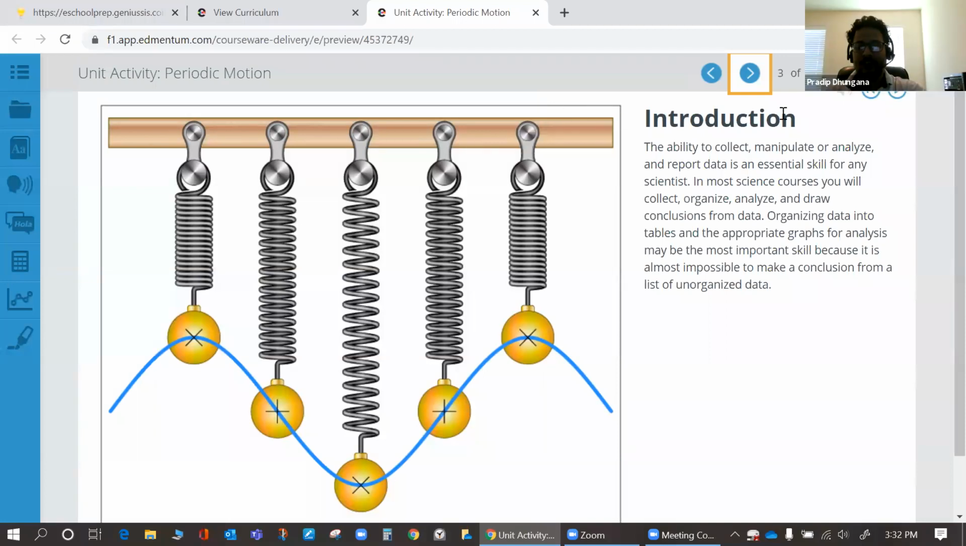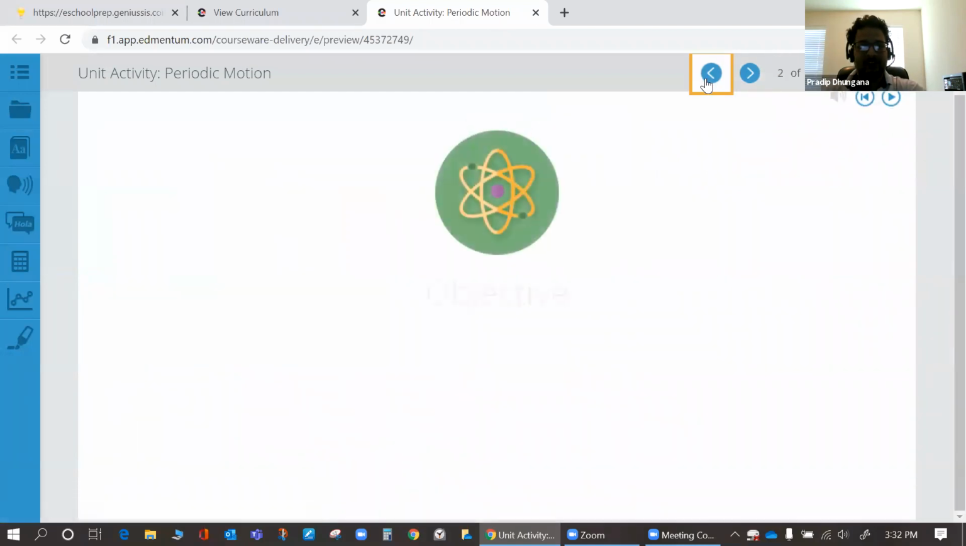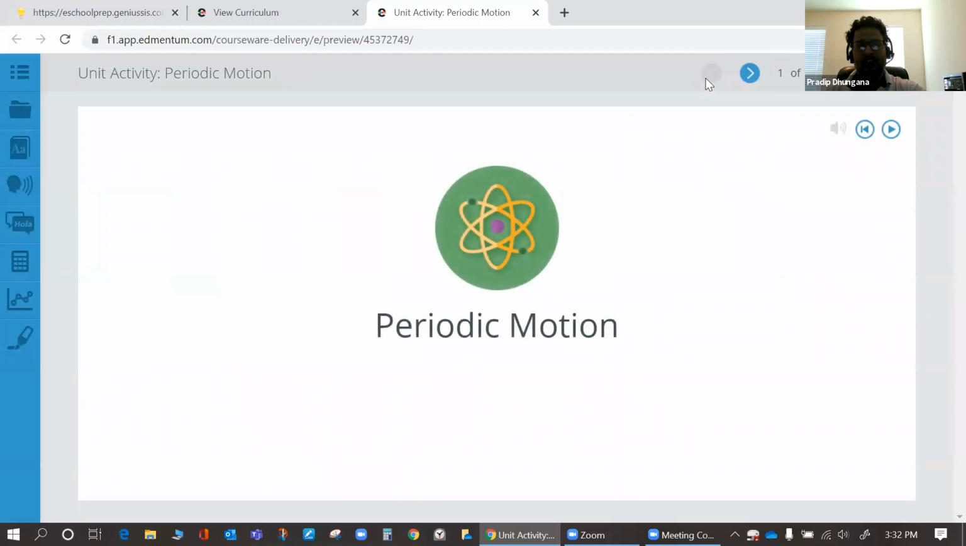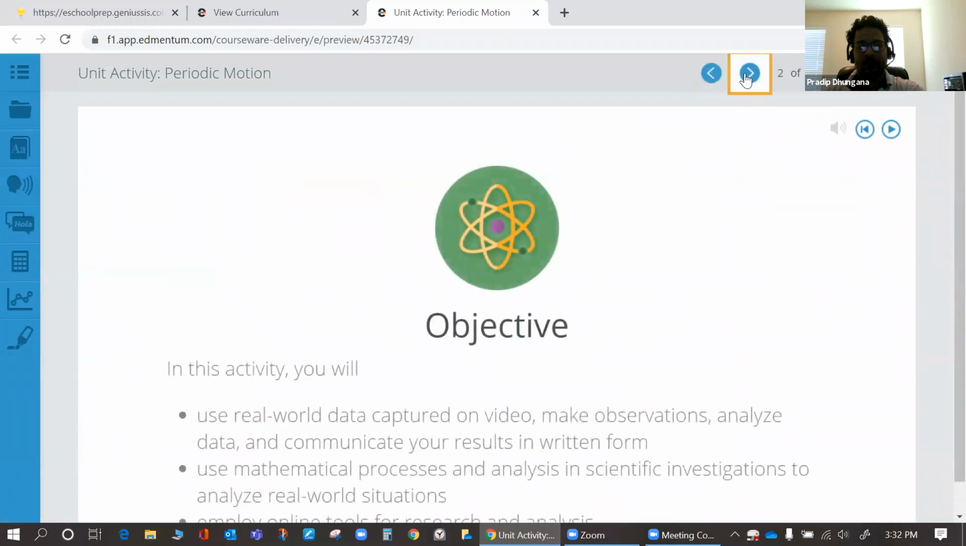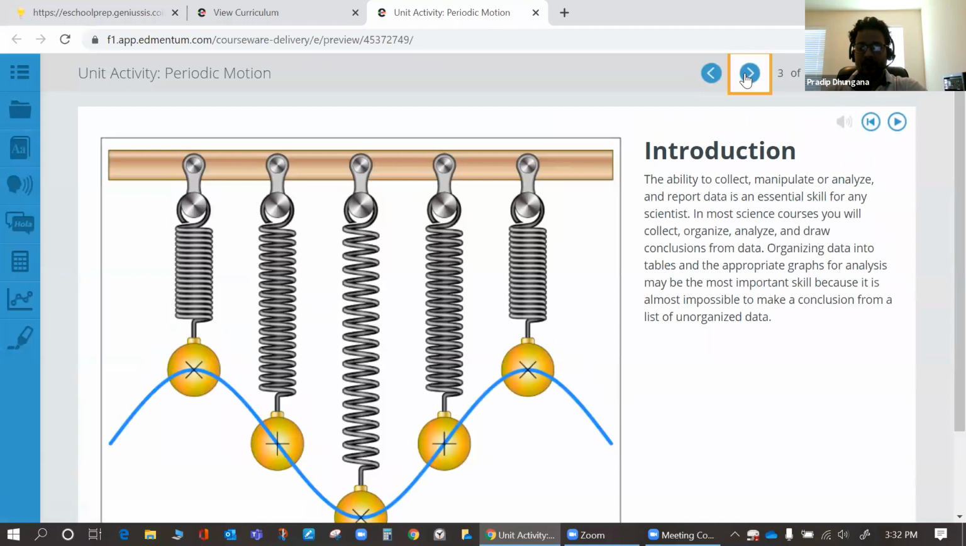In this unit activity, we have just started, let me go back, Unit 5 unit activity, that is periodic motion. We have already gone through the objective. In this unit activity you can see a cart with a spring, and it goes back and forth. We'll use a tracker experiment, collect data, make a graph, or make our own dynamic model, and then interpret our result based on the data and graph.